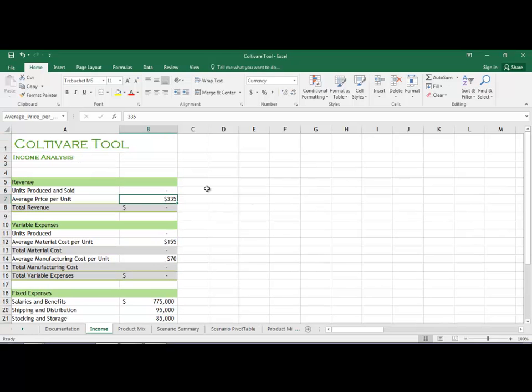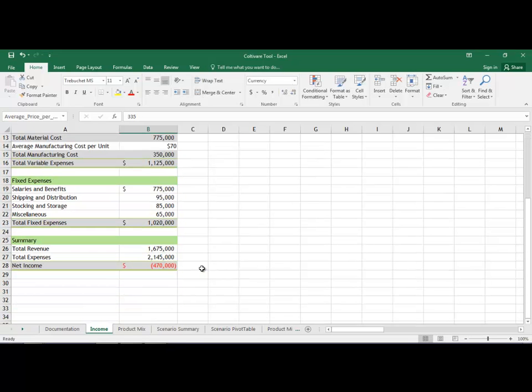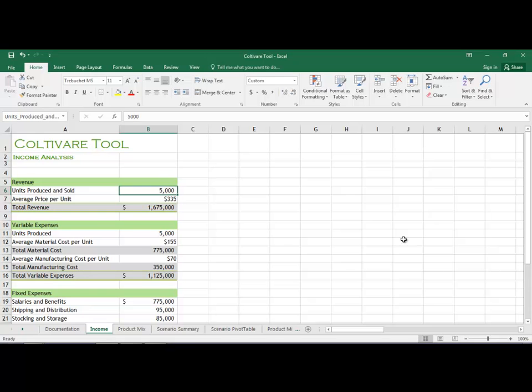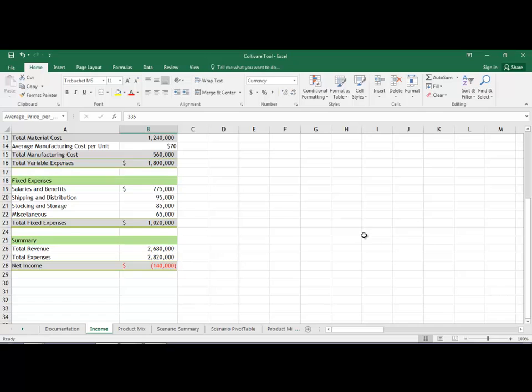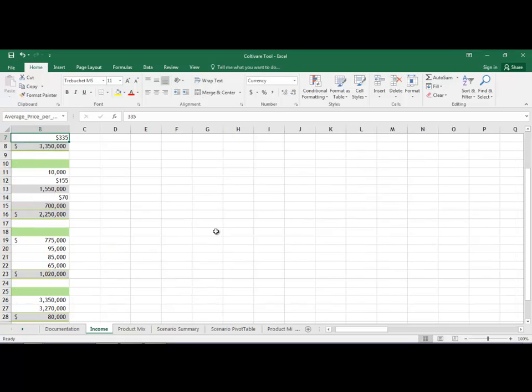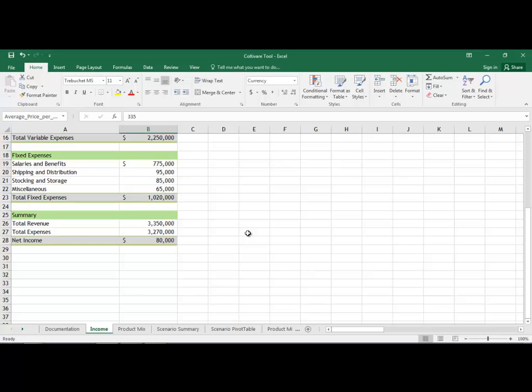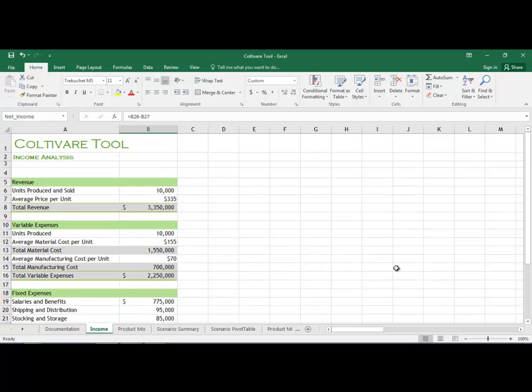So I could come up here and say, well, what if I sold 5,000 units? And I come back and I'm still in the hole for 5,000 units, so I need to sell a lot more. What if I sell 8,000 units? And I'm still in the hole at 8,000. And what if I sell 10,000 units? Okay, so now I can see I am no longer in the hole. Now I could do this back and forth until I eventually get this to be a 0, but that's going to take me a long time.